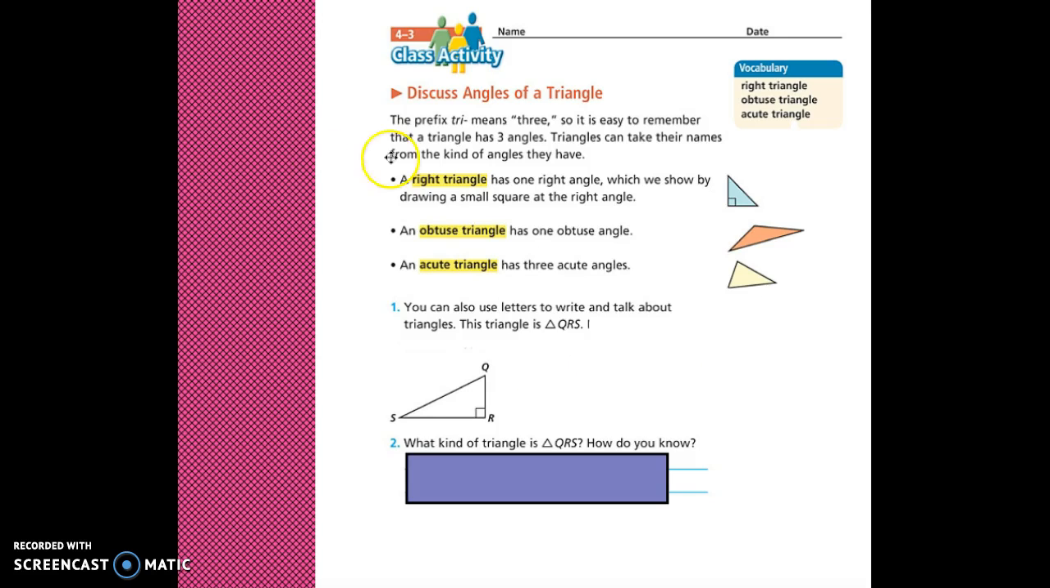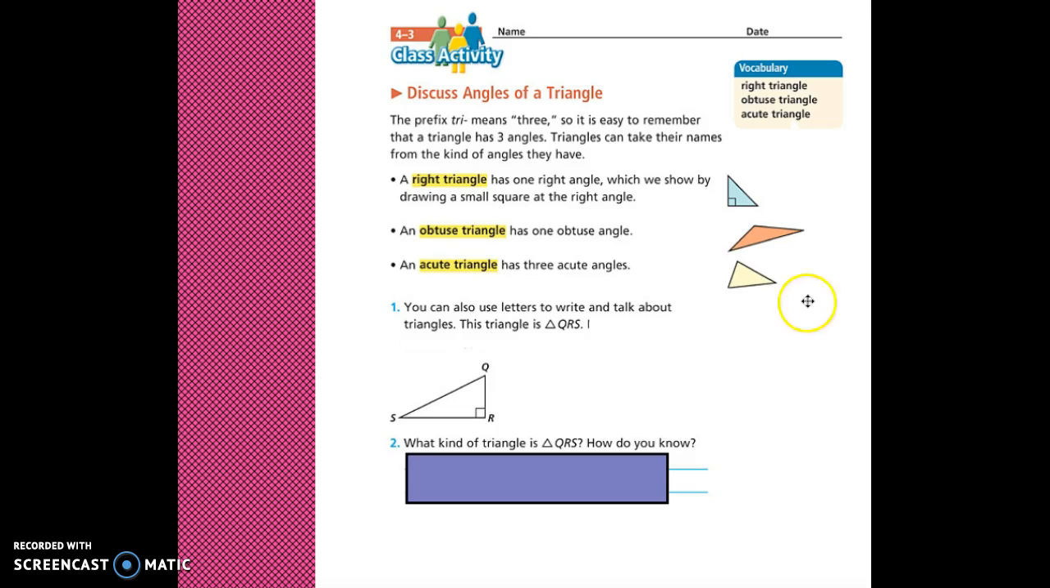When we discuss triangles, the prefix tri means three, so it's easy to remember that a triangle has three angles, and we can use those angles to name triangles. If I look at this triangle here, we'll notice it has one right angle. So because of that, I name this a right triangle. If I look at this triangle here, it has one obtuse angle, so I'm going to name it an obtuse triangle. Lastly, if I look at this triangle, it has three acute angles, so I'm going to name it an acute triangle.